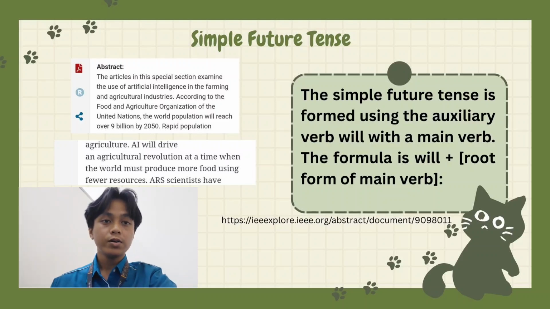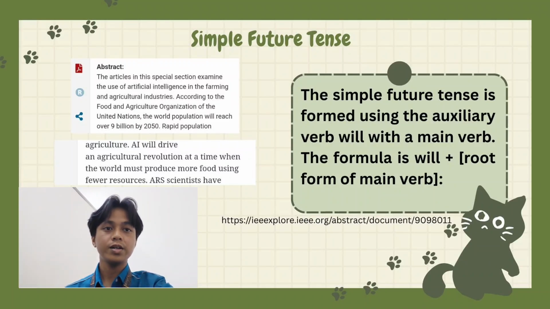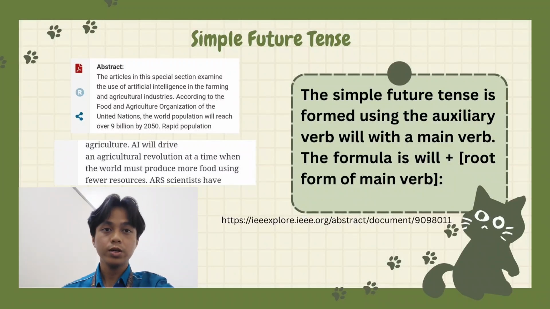So look at the first example. According to the Food and Agriculture Organization of the United Nations, the world population will reach over 9 billion. We look at here, the words are will and reach. First will and then the verb. We make it root word without adding any other, like ed or ing, to it. So this is a simple future tense.